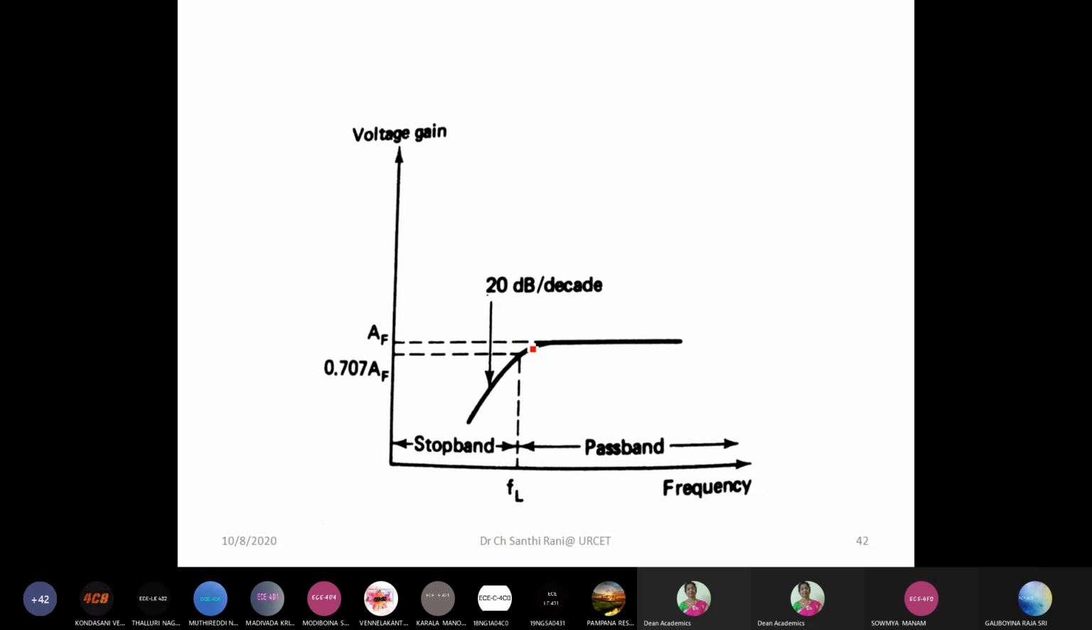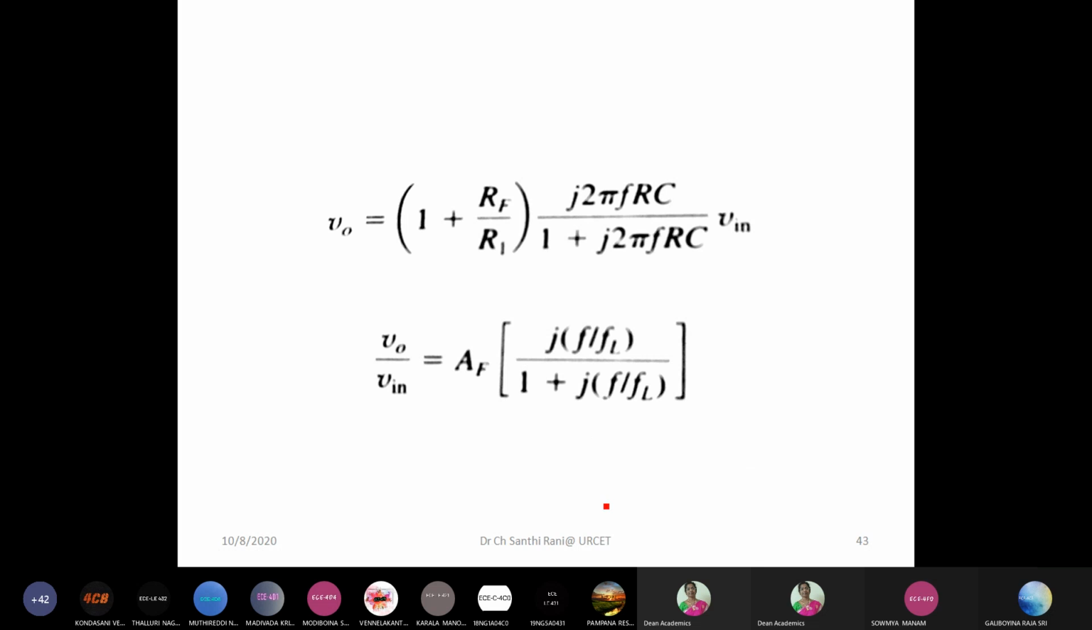Here also, if you take the slope of this curve, it is always 20 dB per decade when you convert into dBs. This is AF, and this is 3 dB down from AF, right? So this is the frequency response curve. I hope you have taken this frequency response curve when I am explaining, right? Now, just now we have mentioned what V naught is. V naught is equal to 1 plus RF by R1 into V in, right? So what is V in or V1?